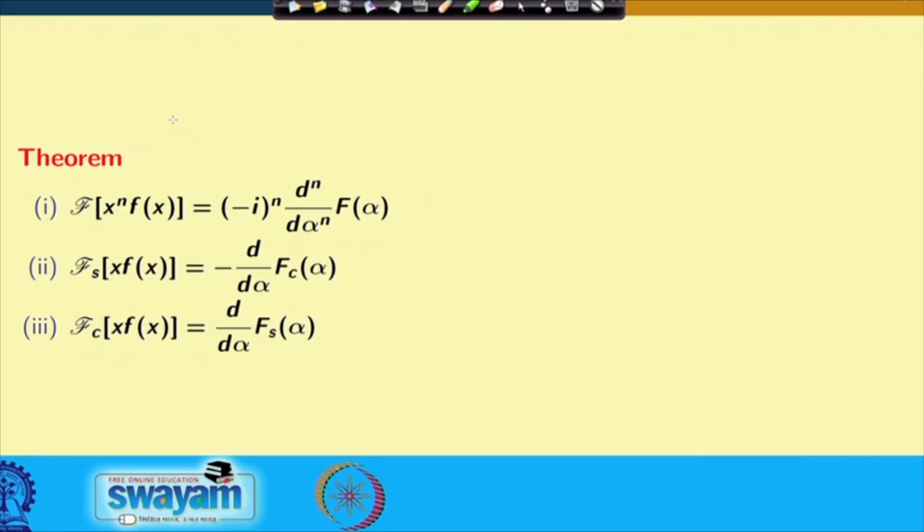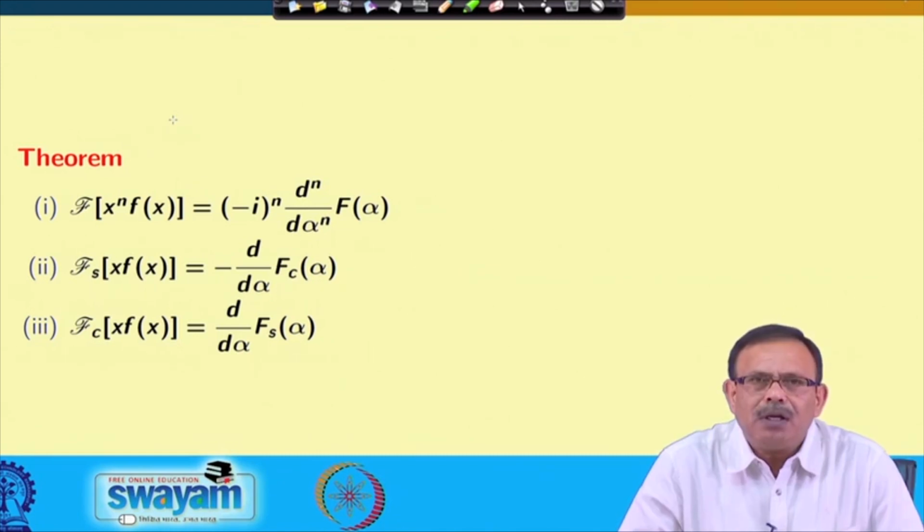The first one is Fourier transform of x to the power n f(x). This is equal to minus i to the power n, d^n by d alpha^n of F(alpha). Similarly, Fourier sine transform of x f(x) is equal to minus d by d alpha of the Fourier cosine transform of alpha. You see here, in the case of Fourier sine transform, it becomes minus d by d alpha of the Fourier cosine transform of alpha. And Fourier cosine transform of x f(x) is equal to d by d alpha of the Fourier sine transform of alpha.